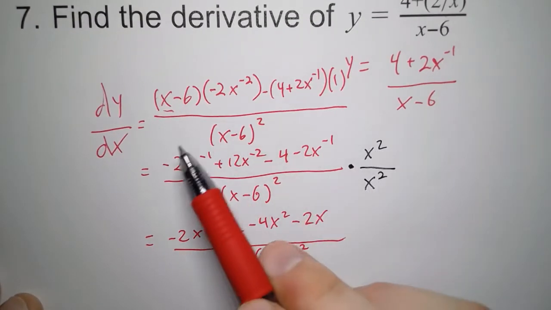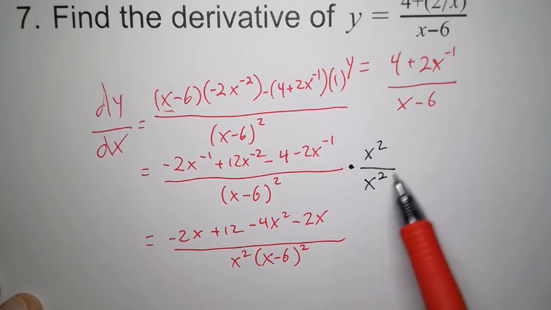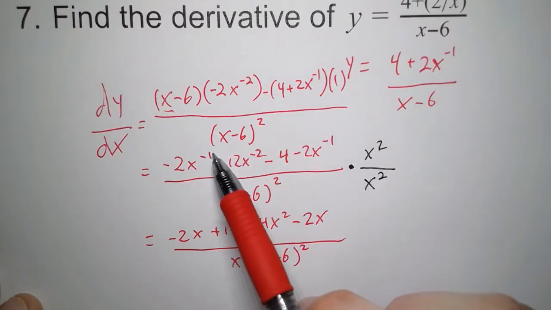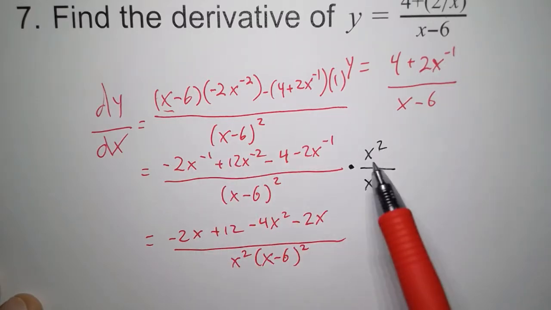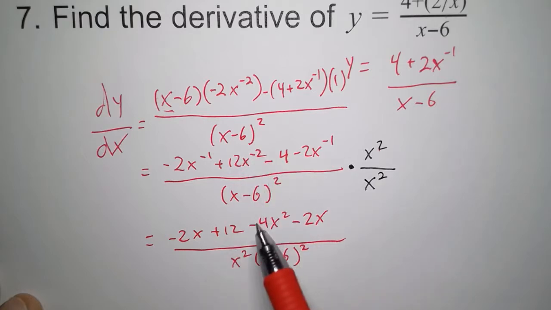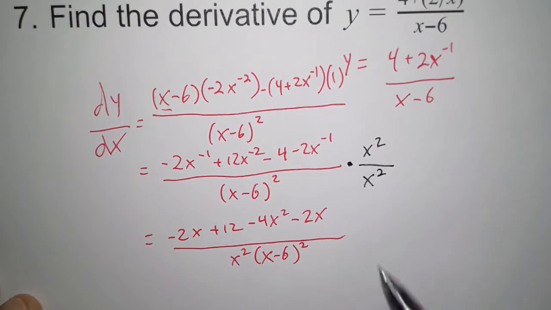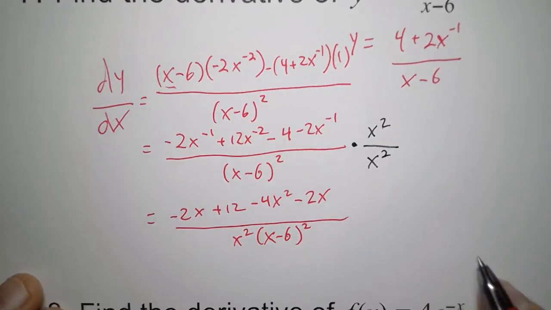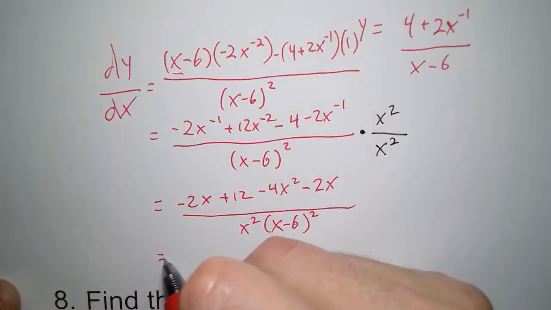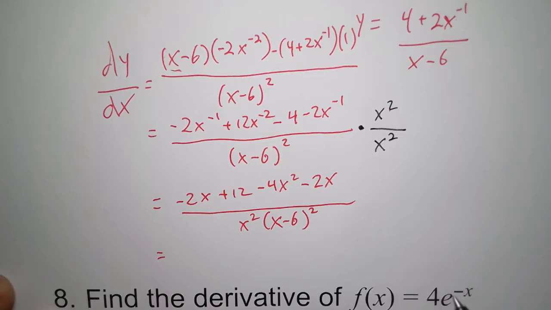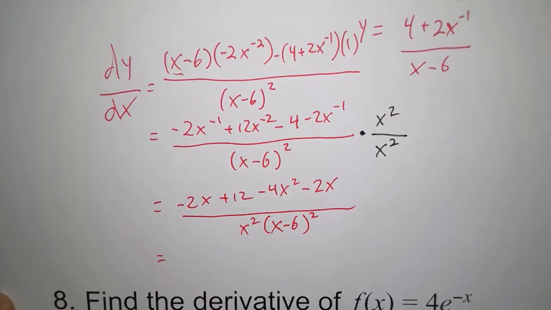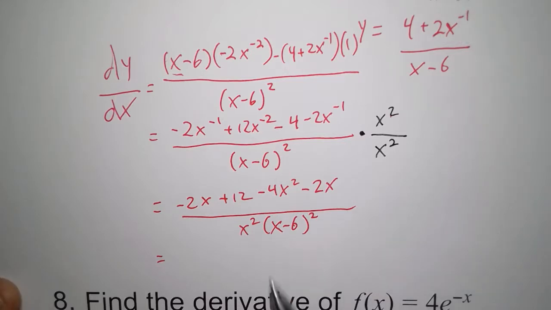Each time we multiplied, remember, we add our exponents. So x squared times x to the negative 1 left us with x to the first. X squared times x to the negative 2 left us with x to the 0. Goes away. So now we have no negative exponents. So now we no longer have fractions within fractions. And this is a handy way to deal with when you have quotient rule, but you have a negative exponent within it. So now what we have to do is simplify.